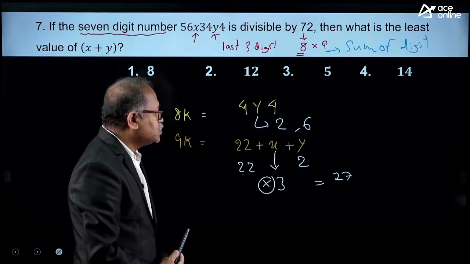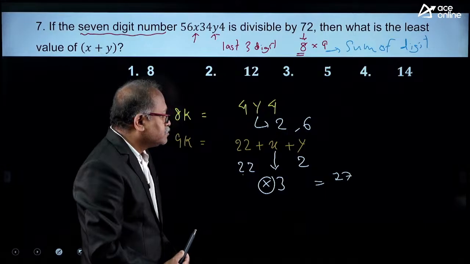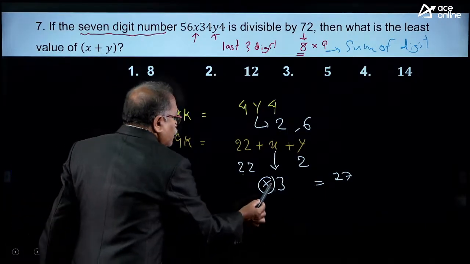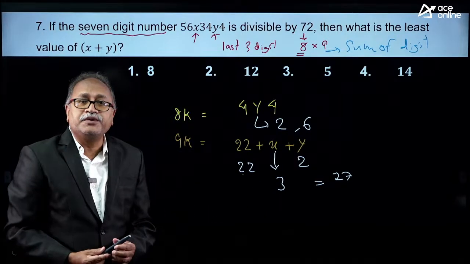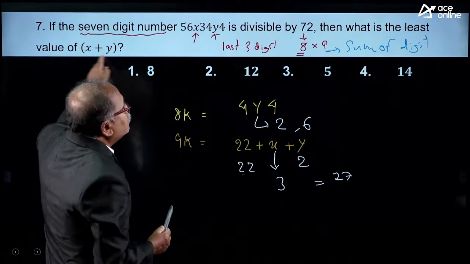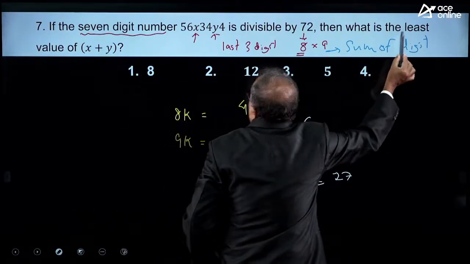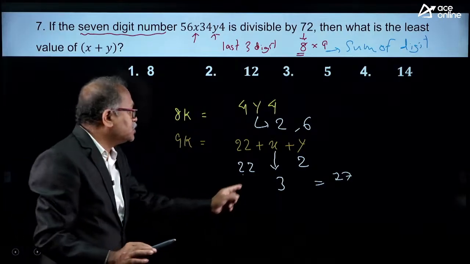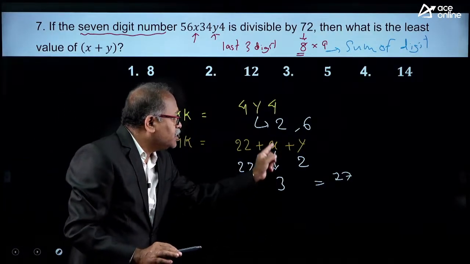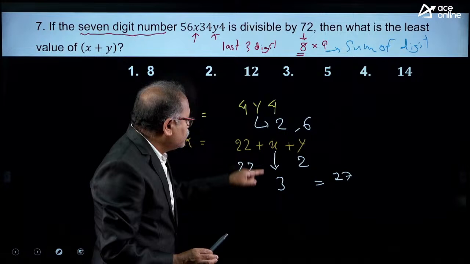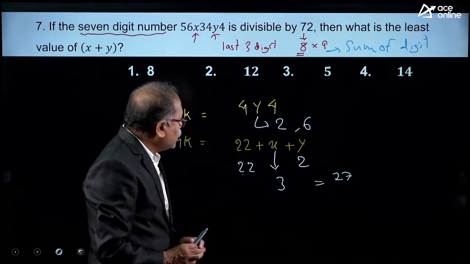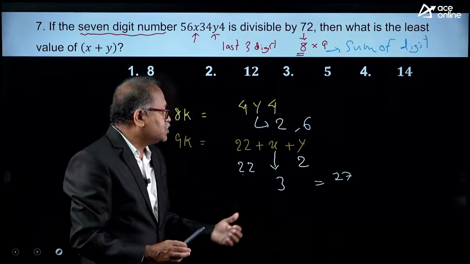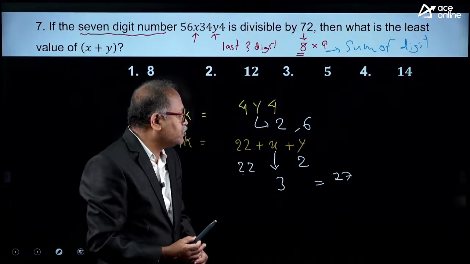Why is it so? Okay, we can take 3, no? So the x could be 3. But when I look at the least value of x plus y, I will stop here, because the least value of x is 3, so 27 is divisible by 9. So the x value could be 3.